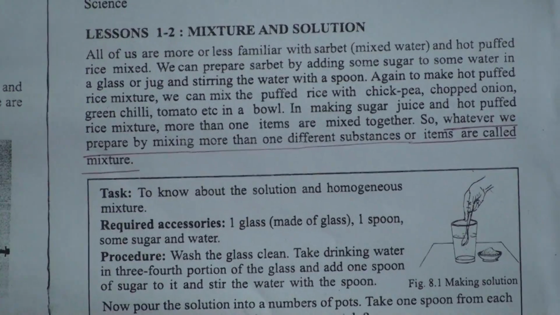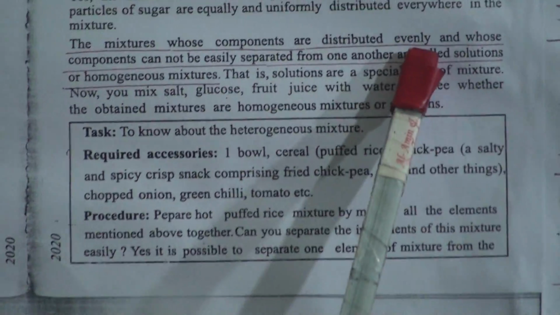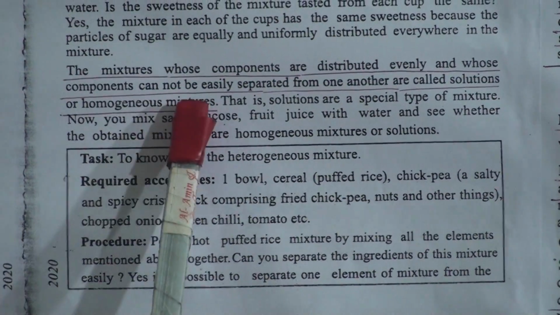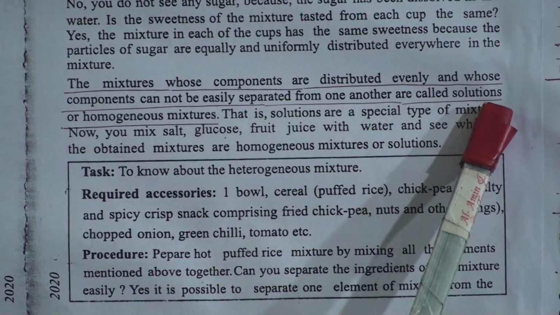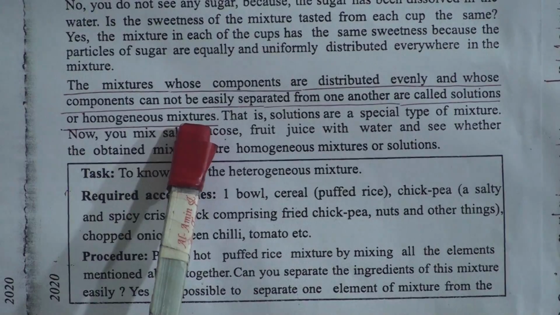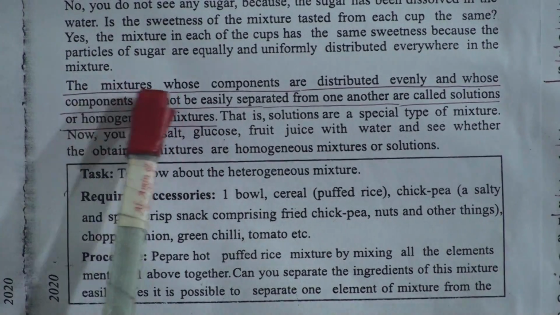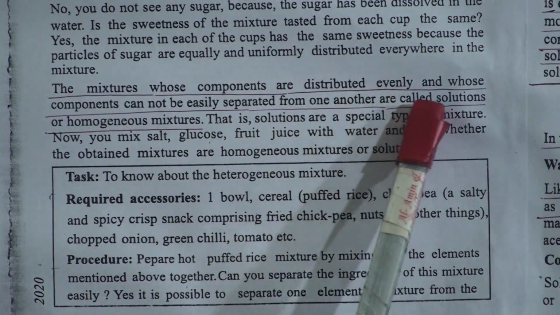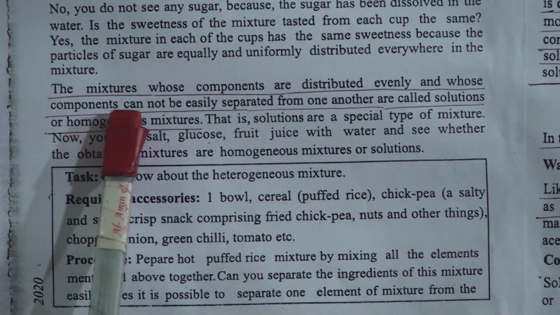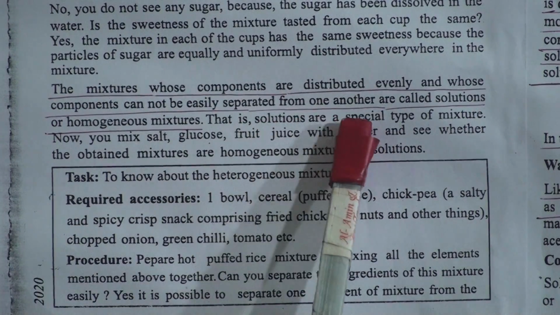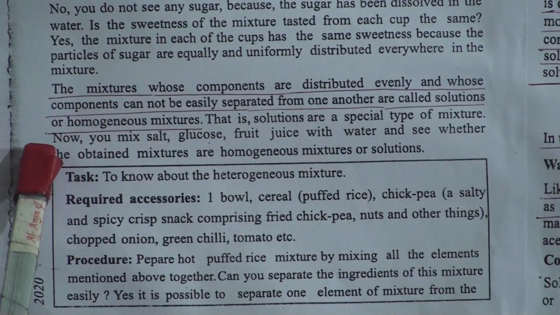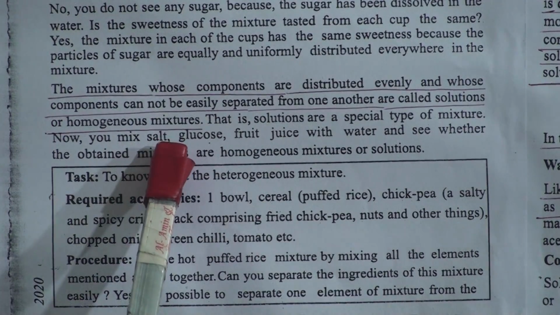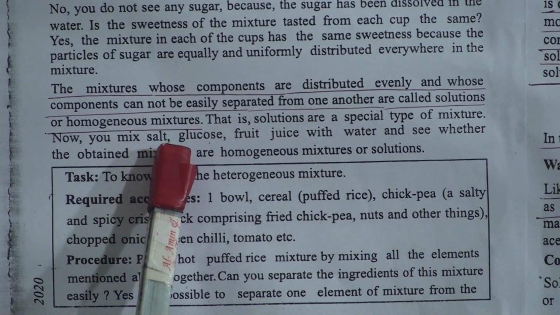The mixture whose components are distributed evenly and whose components cannot be easily separated from one another are called solution or homogeneous mixture. Again I repeat, the mixtures whose components are distributed evenly and whose components cannot be easily separated from one another are called solution or homogeneous mixture, like lemon juice or orange juice.